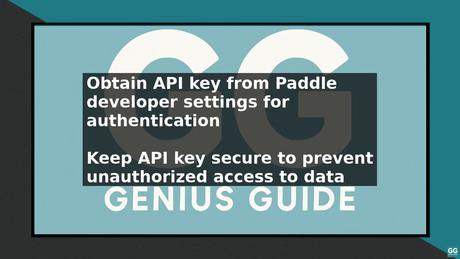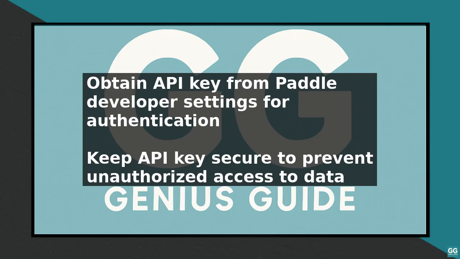Next, you need to obtain an API key from Paddle to authenticate your export requests. You can find the API key in the Developer Settings section of your Paddle account. Make sure to keep the API key secure as it grants access to your subscription data.